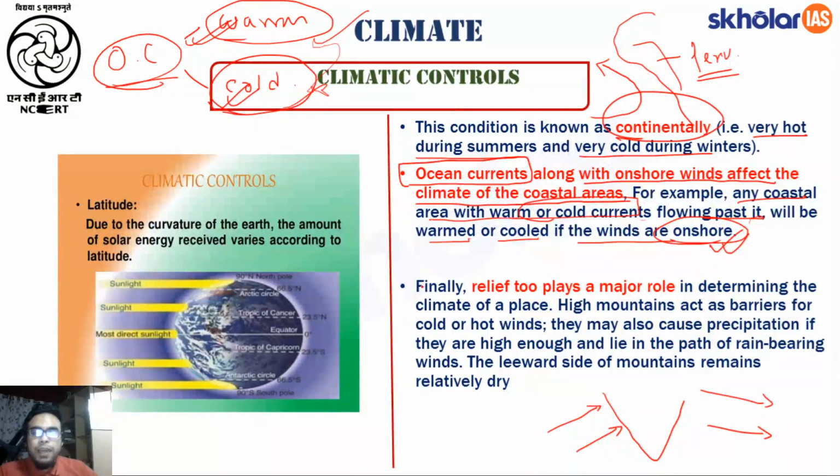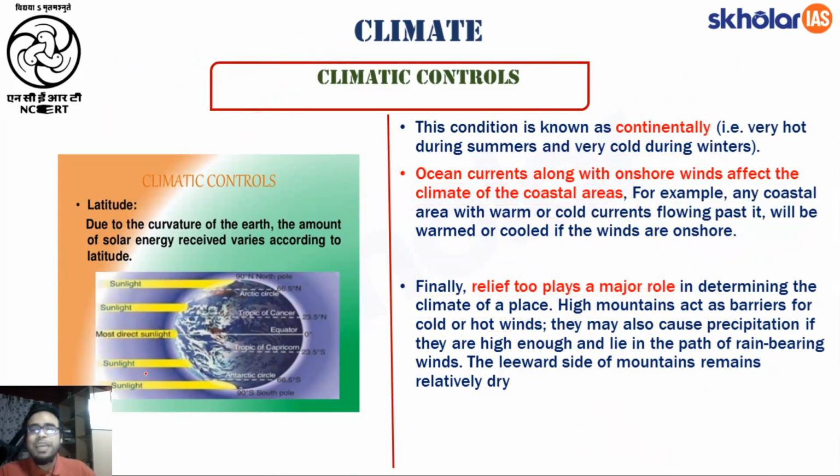Alright. Now finally, there is also the last factor which plays a very important role, which is your relief, that means the topography of a particular place. Your relief too plays a major role in determining the climate of a place. For an example, in areas where we have high mountains, your high mountains act as a barrier for cold or hot winds. Now take for example the case of the Himalayas. In the northern part of India, here we have the Himalayas, then here we have the Deccan Plateau region. So from Tibet, a cold wind starts to blow towards India. But the Himalayas, having a higher elevation, do not allow these cold winds to enter India.